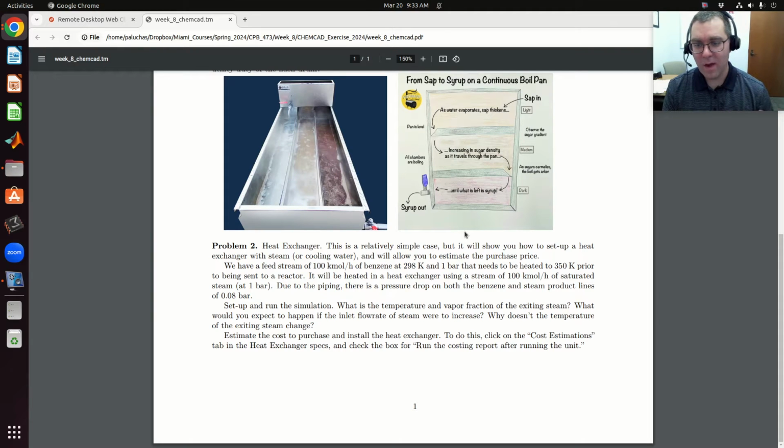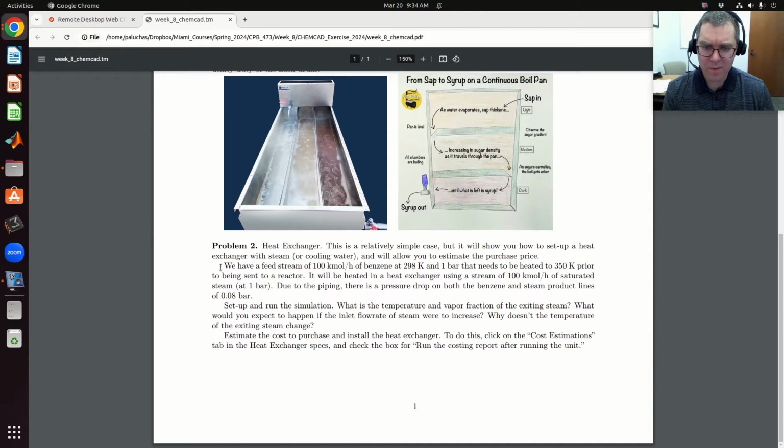All right, let's take a look at problem 2 from week 8. It's a heat exchanger. This is a relatively simple case, but it'll show you how to set up a heat exchanger with steam or cooling water and will allow you to estimate the purchase price.